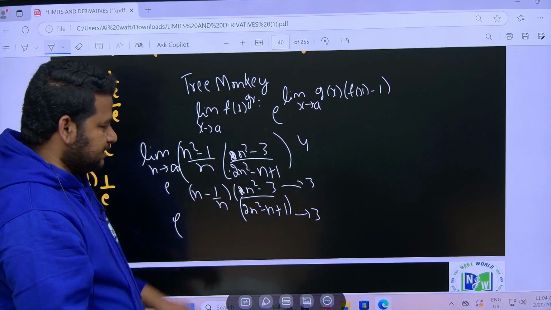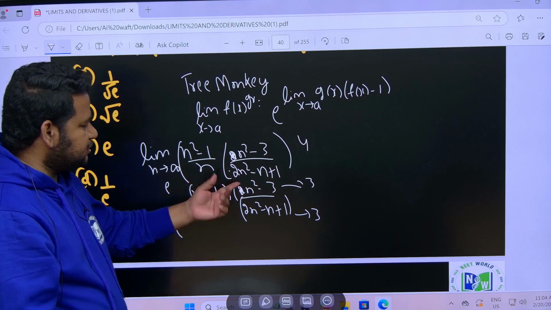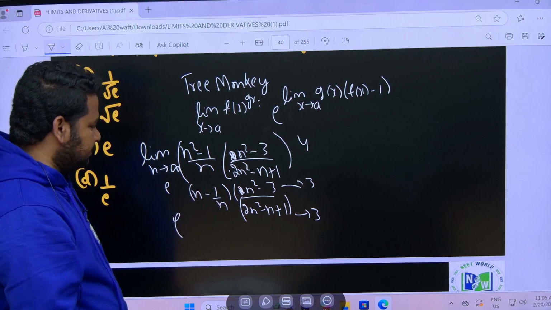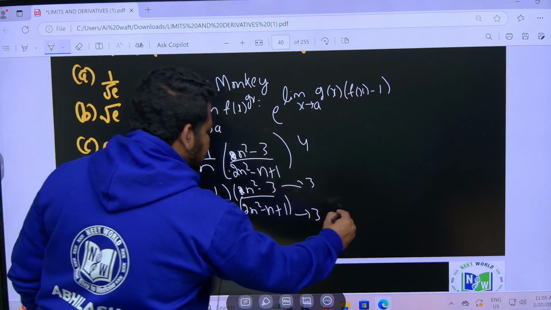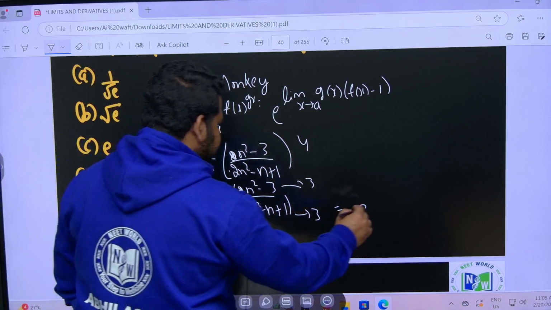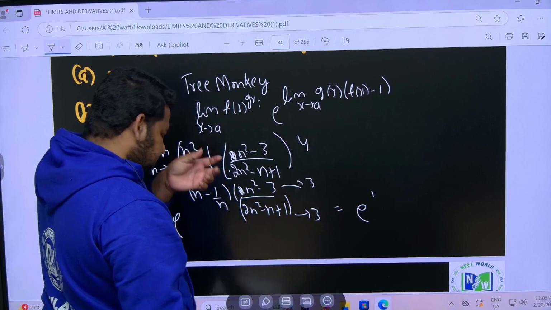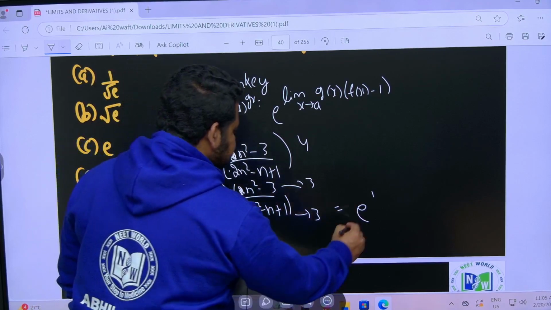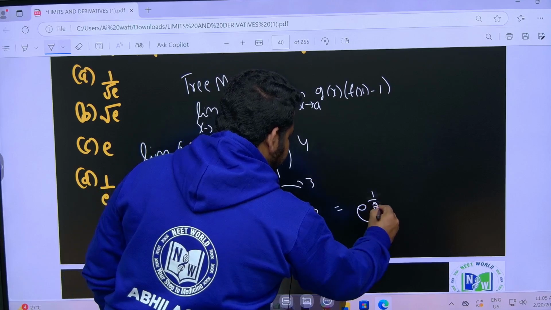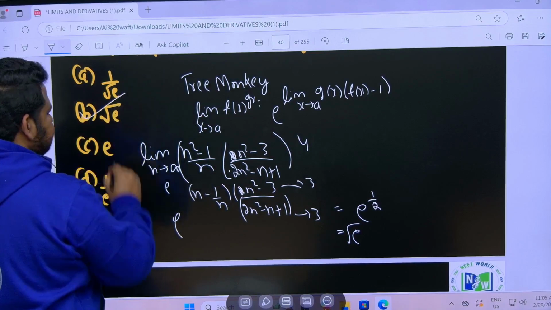Okay friends, we got it. M is equal to n. So highest coefficient of numerator divided by highest coefficient of denominator. The highest coefficient of the numerator is 1, and the coefficient of the highest power of the denominator is 2. So e power 1 by 2, the value is root e. That is option B. Got it, friends?